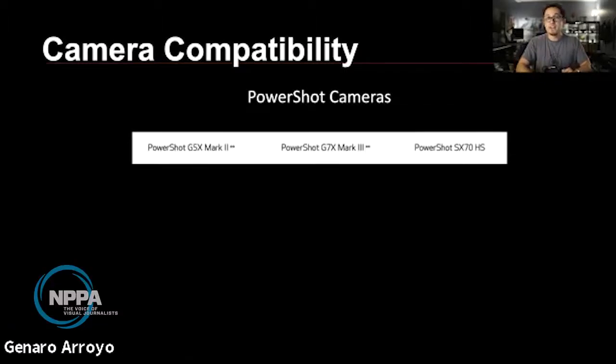This is the list of the PowerShot cameras. So basically, we're looking at the G series and the SX. If you have any of these three bodies, they will also be compatible with the software.